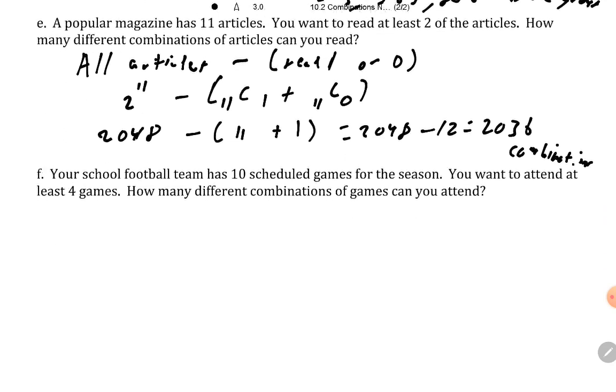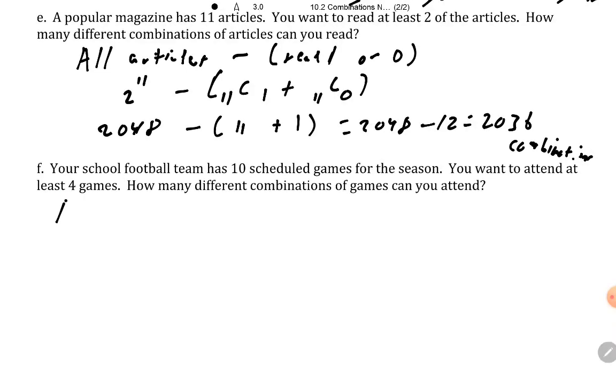Your school football team has 10 scheduled games for the season. You want to attend at least 4 games. How many different combinations of games can you attend? So this is very similar. Instead of choosing 4 games and adding the combinations of choosing 5 games, 6 games, 7 games, 8 games, 9 games, 10 games, we're just going to do all games.